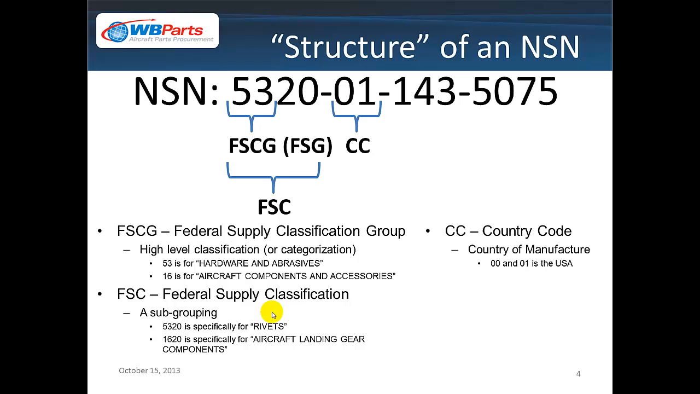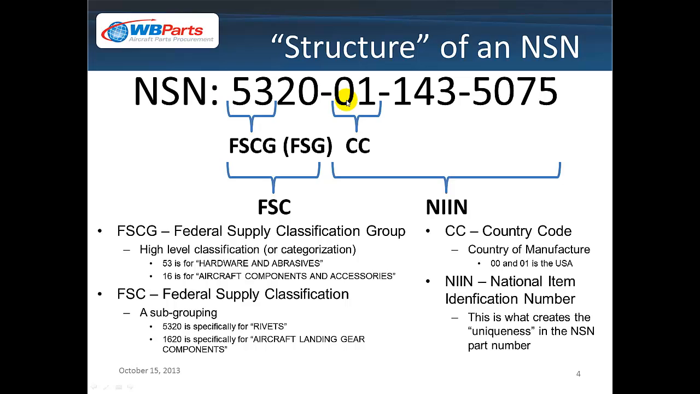The next two characters are the country code. 00 and 01 are for items that are manufactured in the United States. The last 9 characters are the National Item Identification Number, and that's the portion of the national stock number that creates uniqueness. The first 4 characters kind of describe the category of the part, but the last 9 characters are what cause the part number to actually be unique.